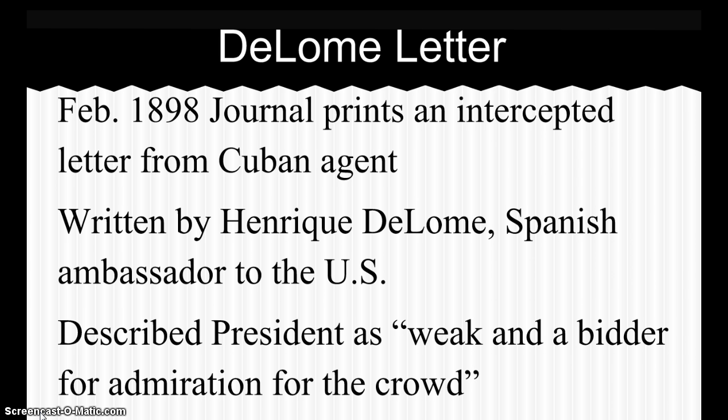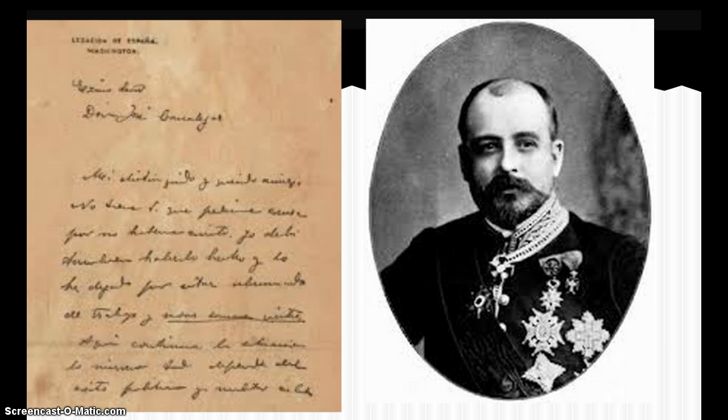So guys, I want you to put down on your guided notes that in February 1898, the Journal prints an intercepted letter from a Cuban agent written by Henrique, and I want you to fill out his last name. It's Delome. He's the Spanish ambassador to the U.S., who described the president as weak and a bidder for admiration for the crowd. So here's Delome, and there's the letter that was intercepted, insulting our president and really stirring up jingoism.